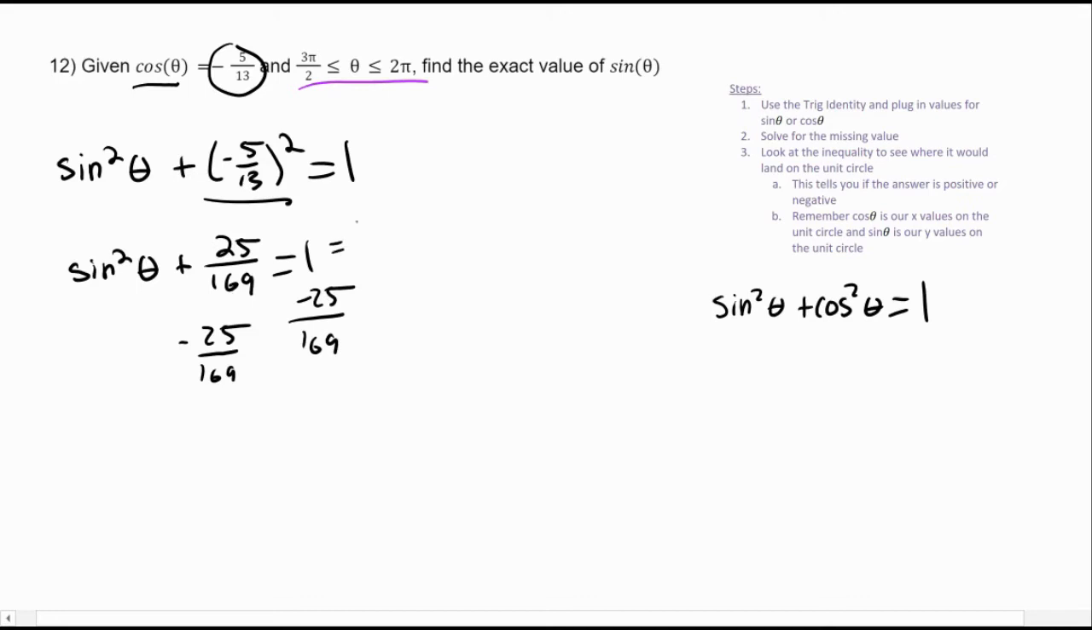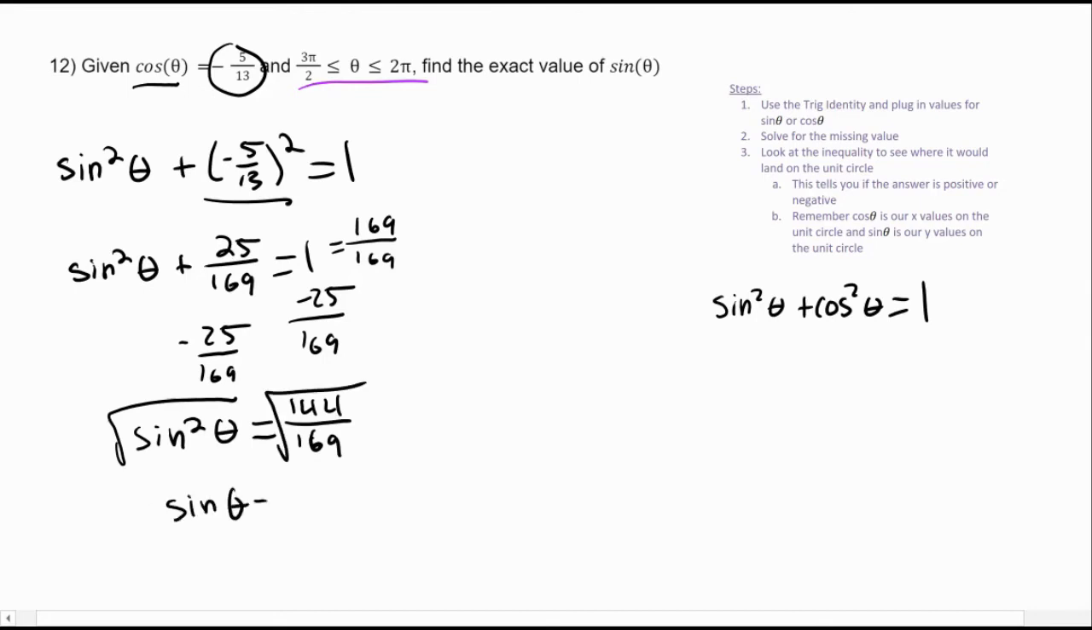And don't forget that 1 is just the same thing as 169/169. So when I subtract those two, I get sine squared theta equals 144/169. I take the square root of both sides, and I get sine of theta equals 12/13.